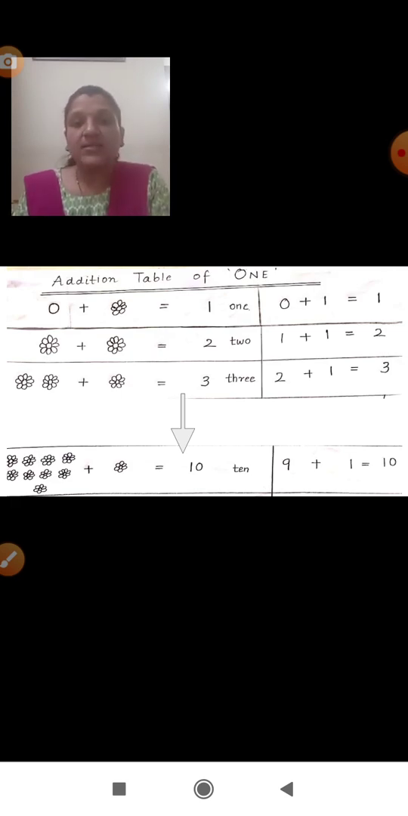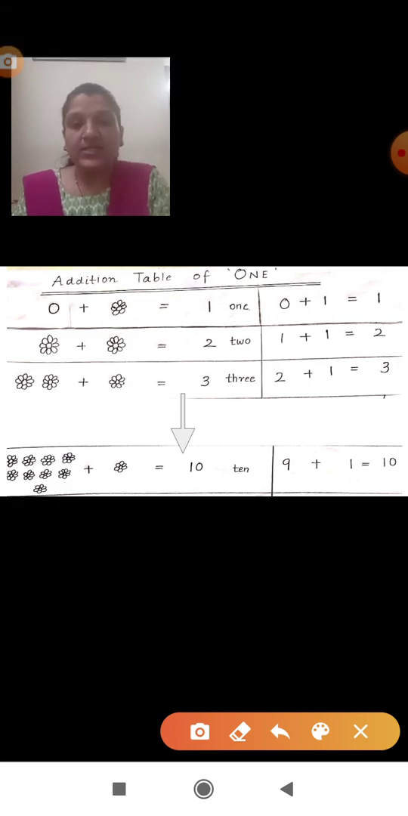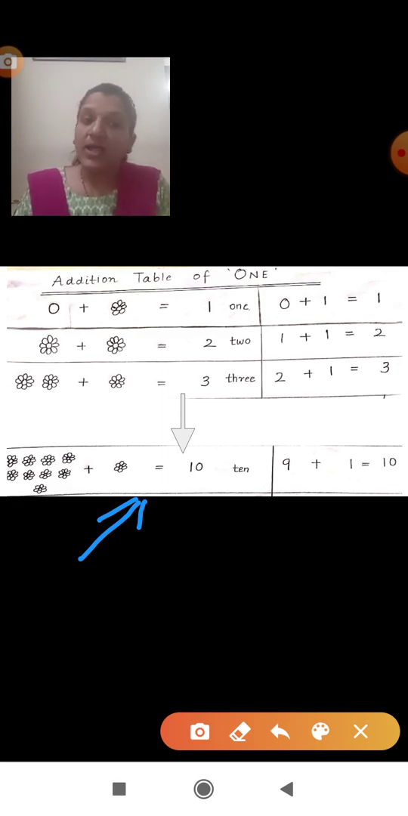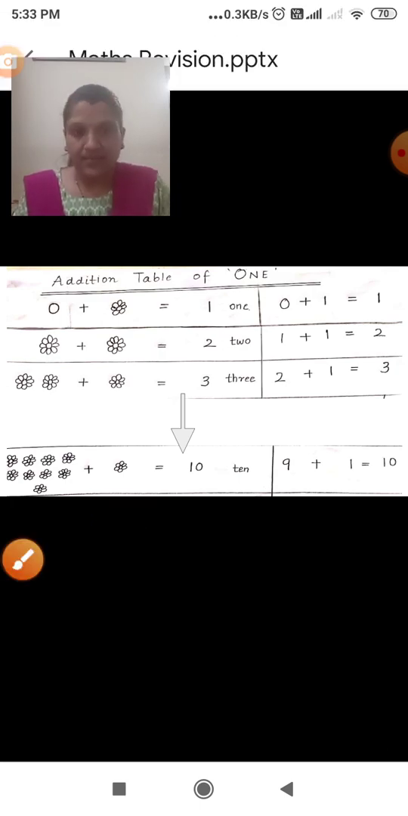9 flowers plus 1 flower equals to 10. Do you see this row? 9 flowers plus 1 flower equals to 10. T-E-N, 10. And in the next column, you will write 9 plus 1 equals to 10. Have you understood? I will tell this to you again.